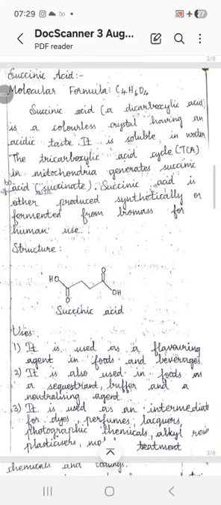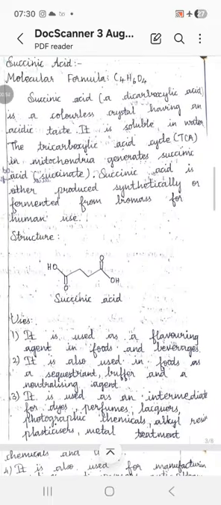Succinic acid is a dicarboxylic acid. It is a colorless crystal having an acidic taste. Those are the physical properties of succinic acid. Solubility: it is soluble in water.